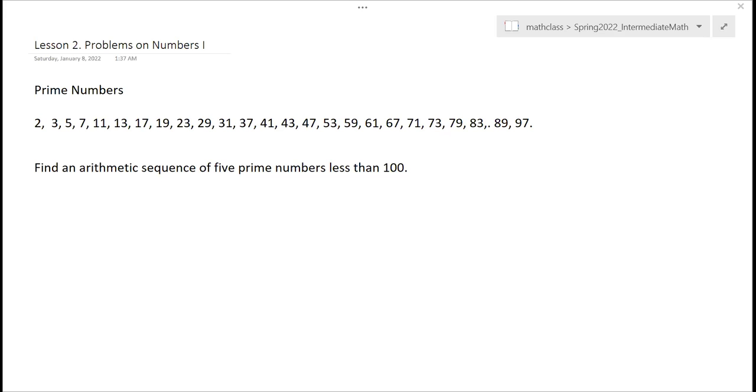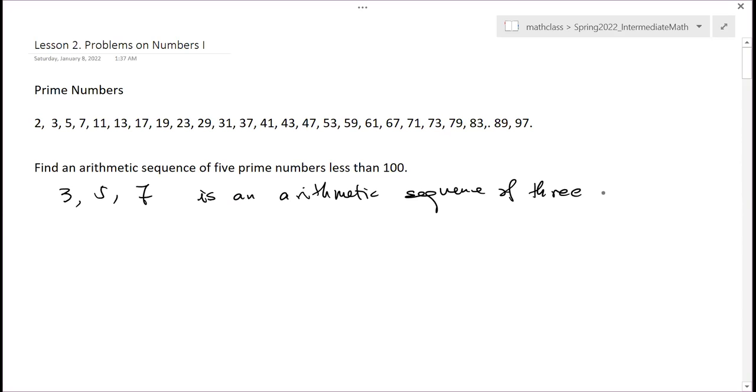For example, 3, 5, 7. This is an arithmetic sequence of 3 numbers. But the next one is 11, so you have to add 4 to 7 instead of 2. So this is not a solution to the problem. This is an arithmetic sequence of 3 primes. Not 5, I just give an example. Yeah, 3 primes.